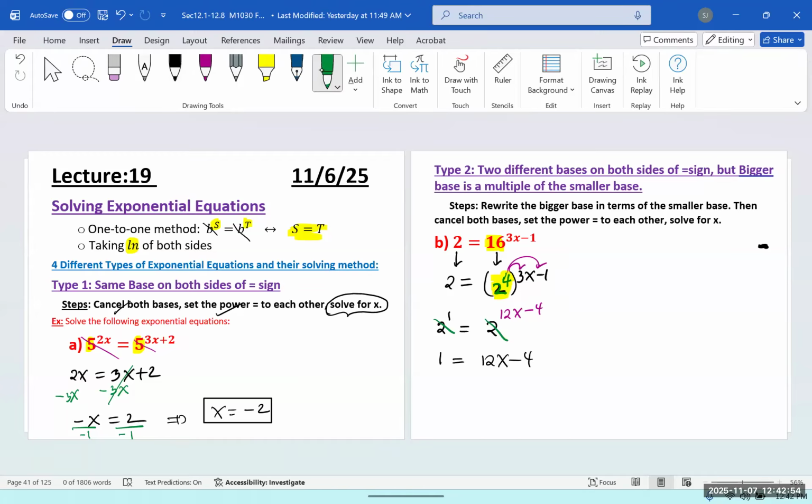If you want to get the x, what do we do? Add 4. So we get 5 equals 12x. The last step is divide by 12. So that tells us our x is 5 over 12.